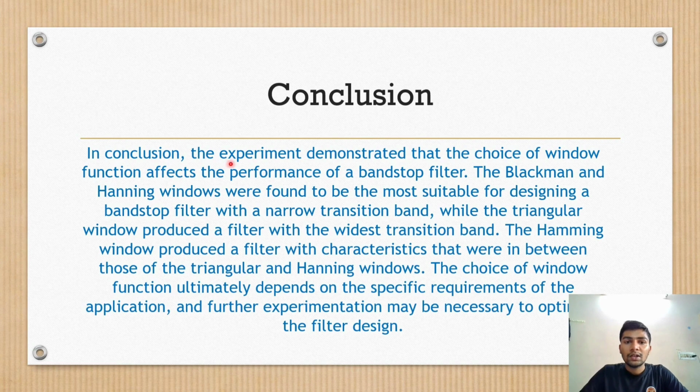In conclusion, the experiment demonstrated that the choice of window function affects the performance of a band stop filter. The Blackman and Hanning windows were found to be most suitable for designing a band stop filter with a narrow transition band, while the triangular window produced a filter with the widest transition band. The Hamming window produced a filter with characteristics that were in between those of the triangular and Hanning windows. The choice of window function ultimately depends on the specific requirements of the application, and further experimentation may be necessary to optimize the filter design.